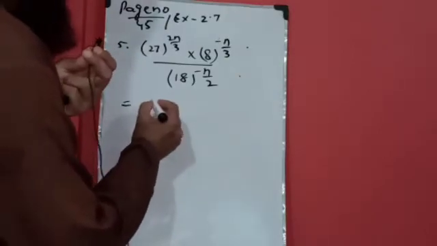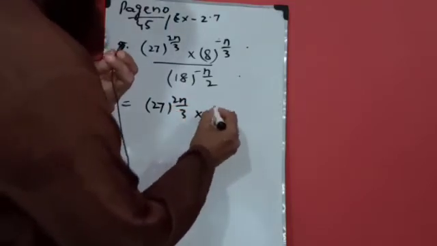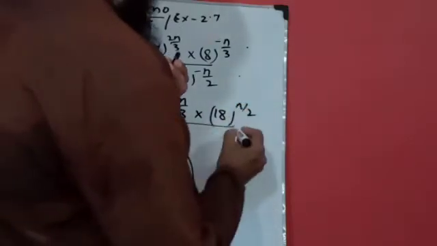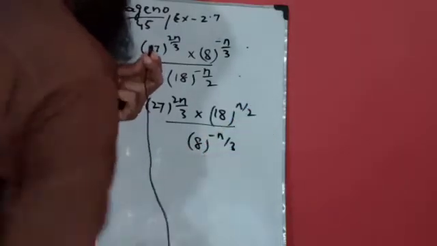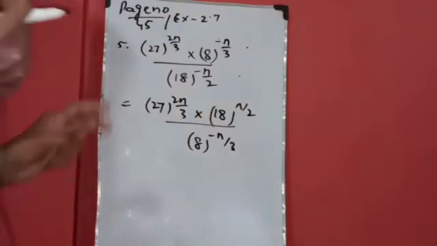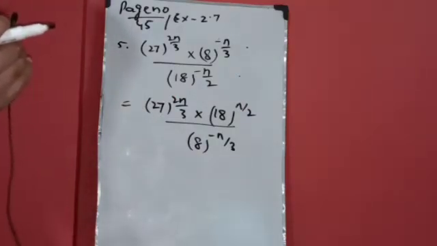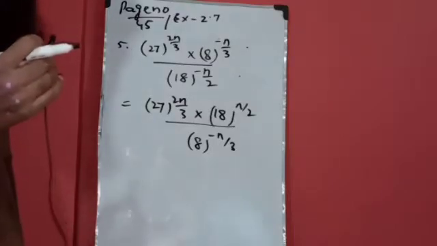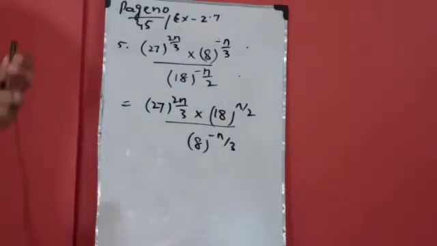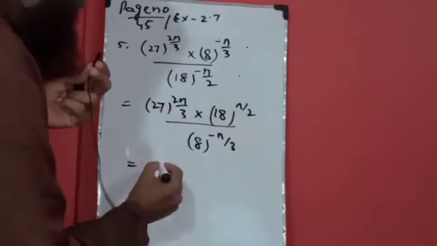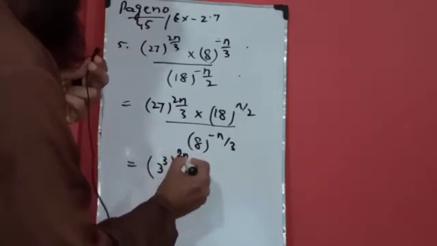It can be written as 27 raised to 2n upon 3, 18 raised to n upon 2, and in the next step 8 raised to power n upon 3. In the exponents the variable comes, but in the bases the numbers come. That means first we find the cube root of 27. It can be 3 raised to power 3, whole raised to power 2n upon 3.